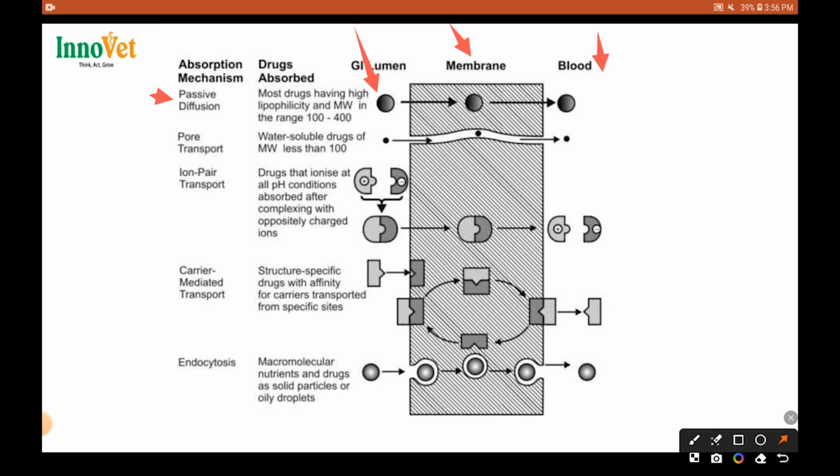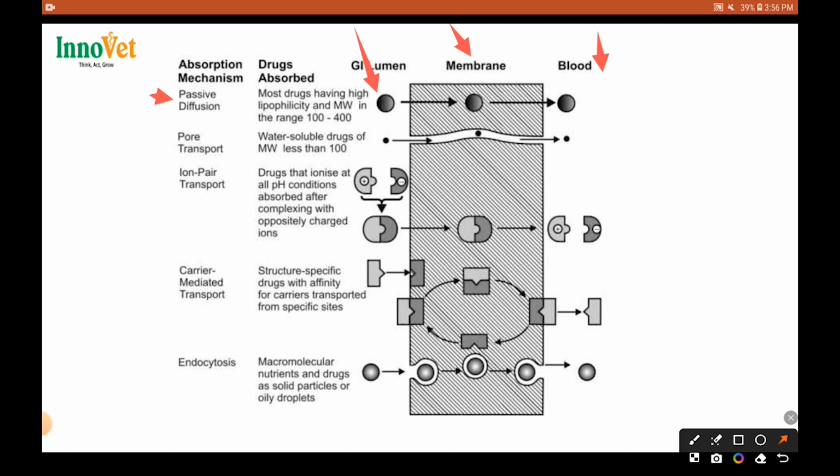What are the drugs absorbed? Most drugs having high lipophilicity and a molecular weight in the range of 100 to 400 nanometers. Lipophilicity means they are lipid soluble or lipid loving. So those are the drugs that will be able to pass through the membrane by passive diffusion.